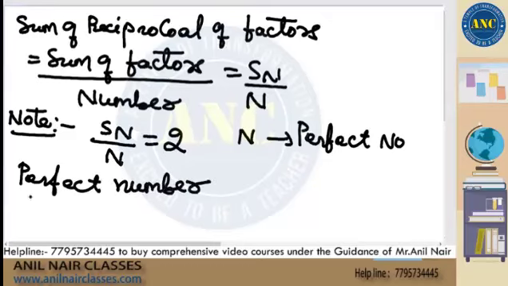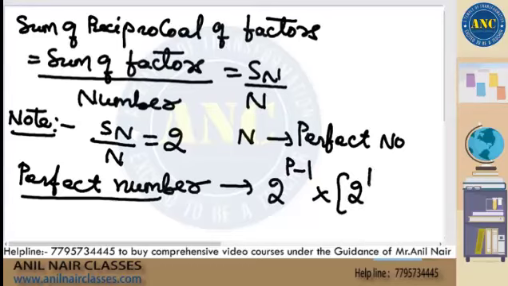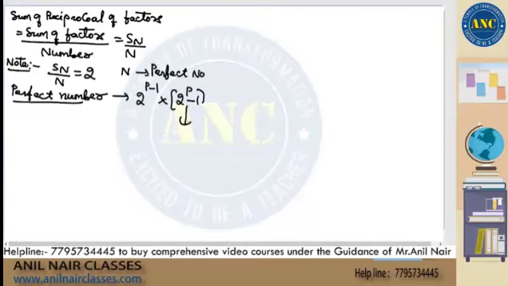A perfect number will be of the form 2 power p minus 1 into 2 power p minus 1, and this number 2 power p minus 1 has to be a prime number. Listen carefully to this note.